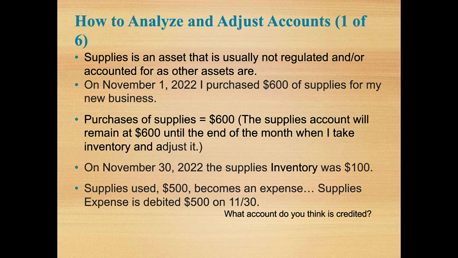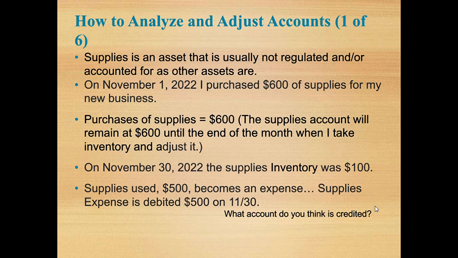On November 30th, 2022, the last day of this month, I went into my supply closet and I counted up the inventory and I realized I have $100 worth of supplies in my supply closet. So therefore, that means supplies used was $500 and becomes an expense to the business. So on the 30th, the last day of the month, I want to acknowledge that supplies expense by debiting it $500. What account do you think would be credited?